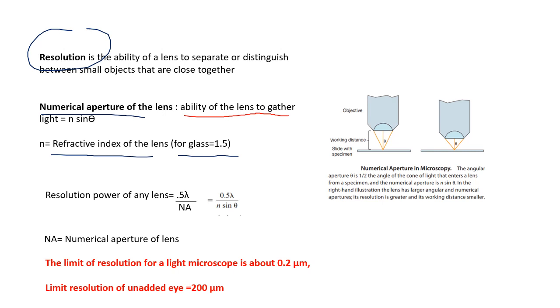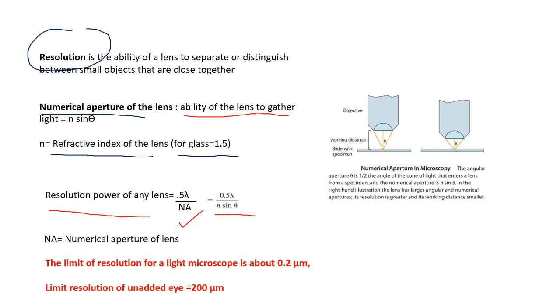If one lens is collecting more light, it will definitely have better resolution. So how can you calculate the resolution power of any microscope? The equation is 0.5 lambda by numerical aperture, and numerical aperture is represented by n sine theta, where theta is this angle. You can see here theta is this angle.